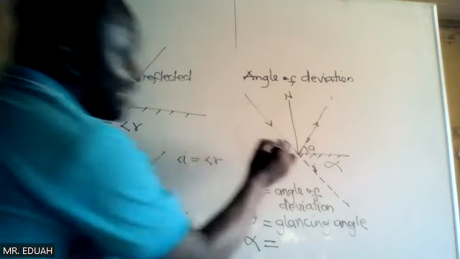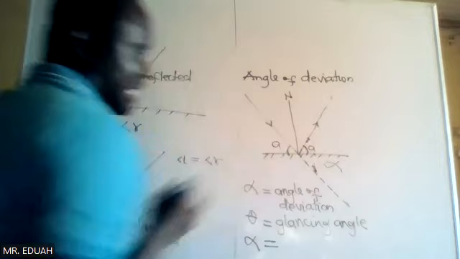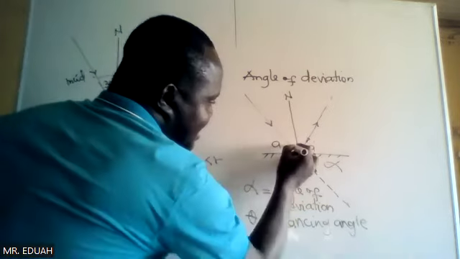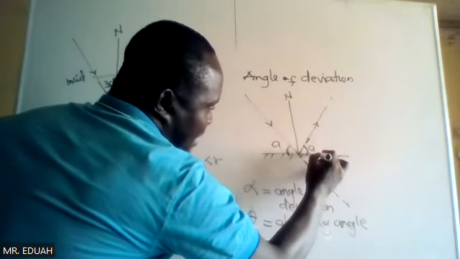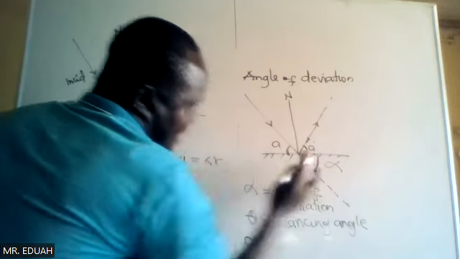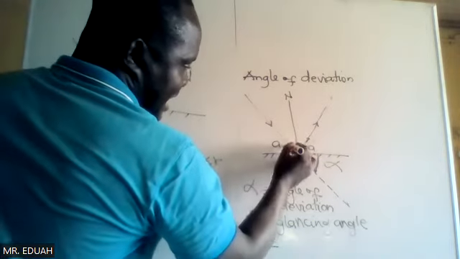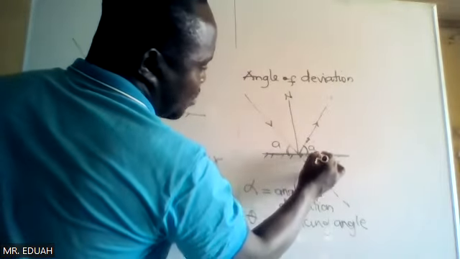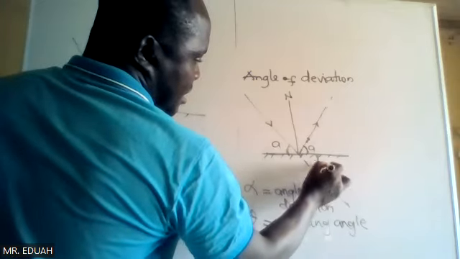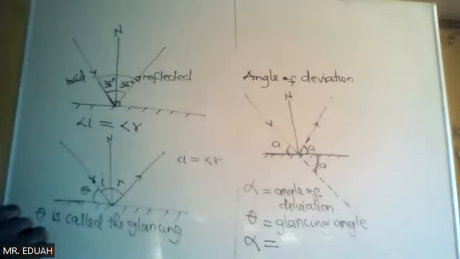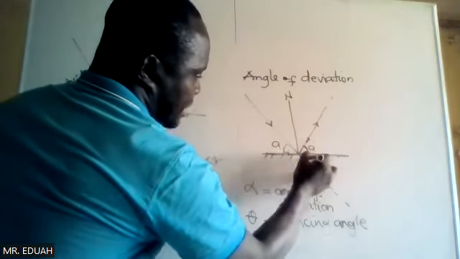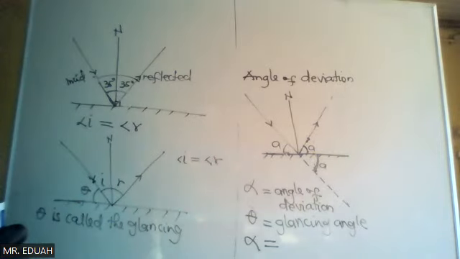Eresi, you are right to say that if this is A, this will also be A. But one other thing you overlooked was this. If this is A, then this will also be A, isn't it? If this is A, the angle between the mirror and the extended line of the incident ray would also be A. Do you agree with me? Vertically opposite angles. This angle and this angle. Right?